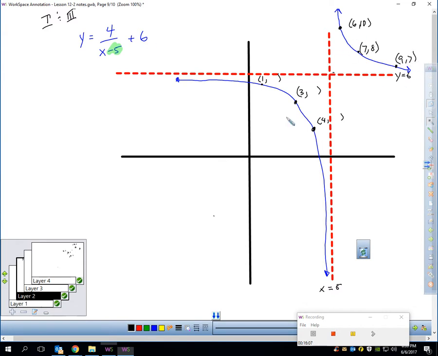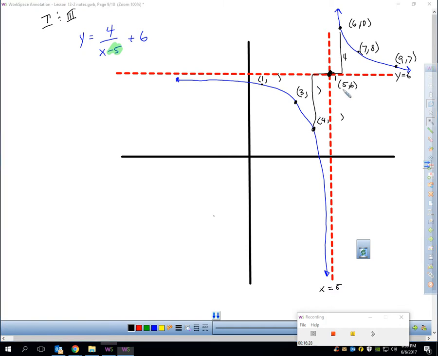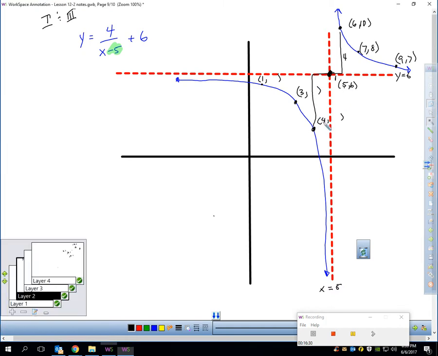Now, I can mirror these, but I've got to be careful. This is the point 5, 6. So do you notice, if this is 5, 6, this point is 1 unit over and 4 up. So this point would be 1 unit left and 4 down. So if I go 1 left of 5, that's 4. And if I go 4 down from 6, that's 2. This must have been 4, 2 here. It's got to be mirrored. Let me rewrite that 2. It doesn't look great. Okay.